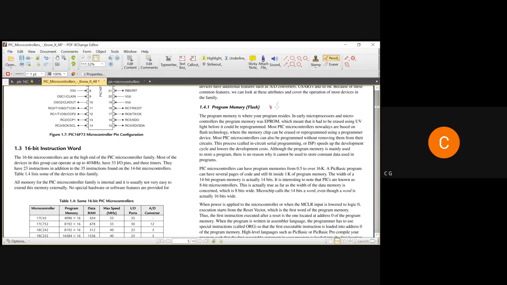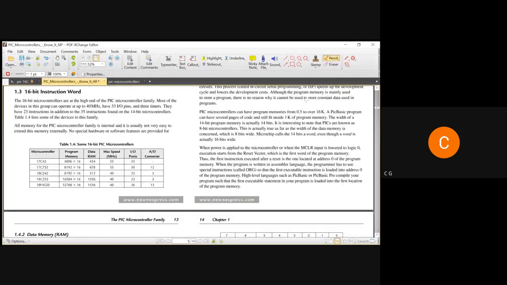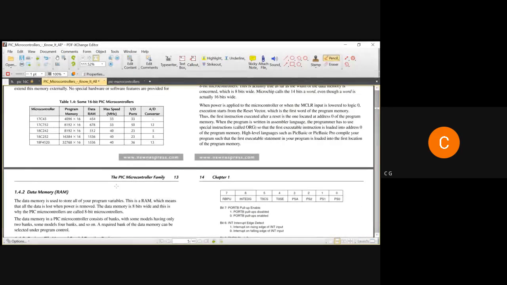So this is 14 bit, and this fellow is 8 bit. So remember that these are separate entities.